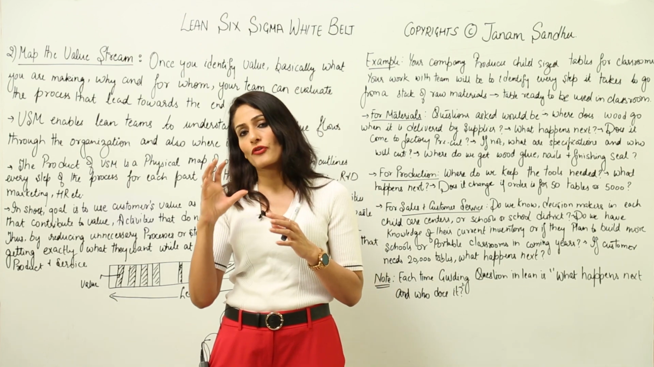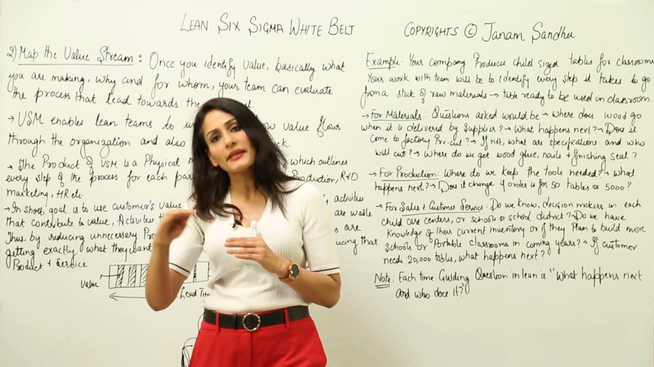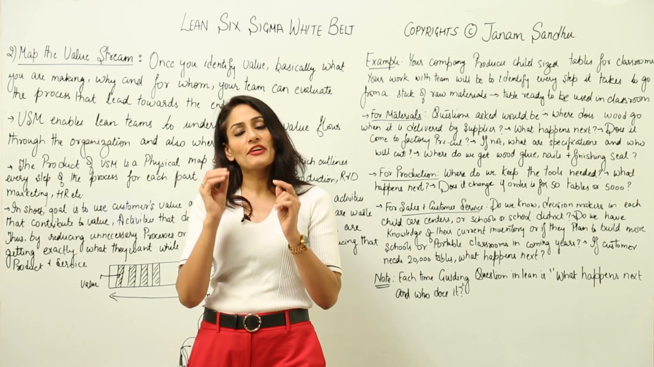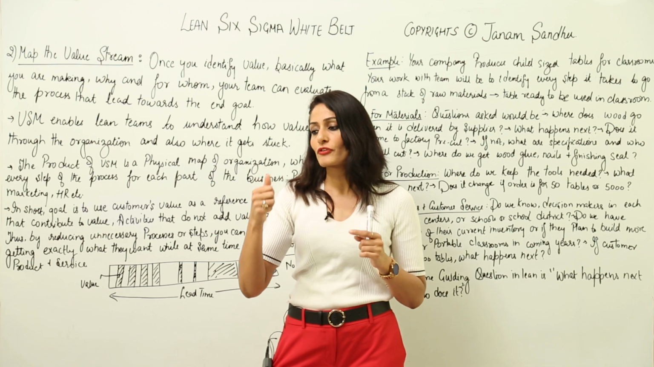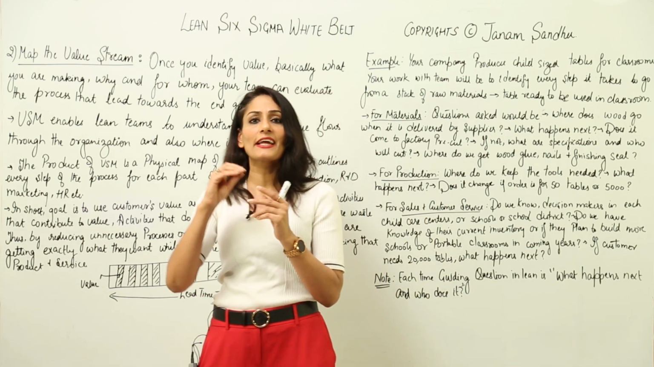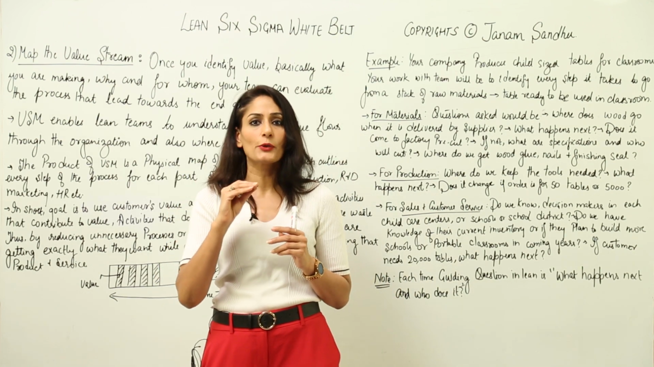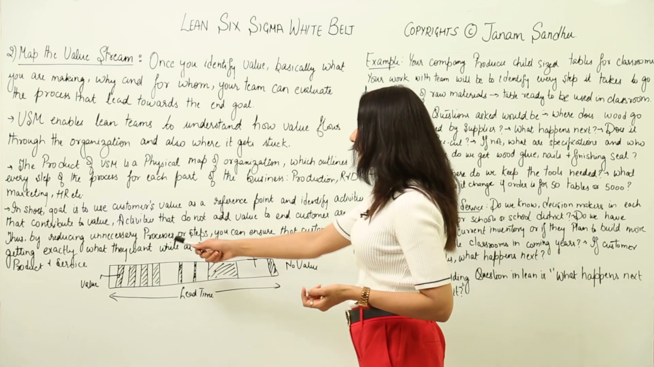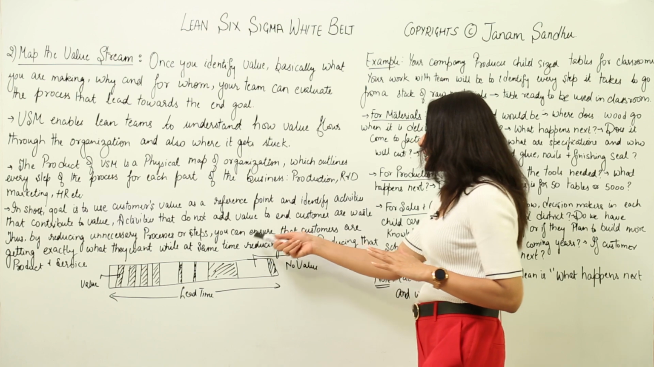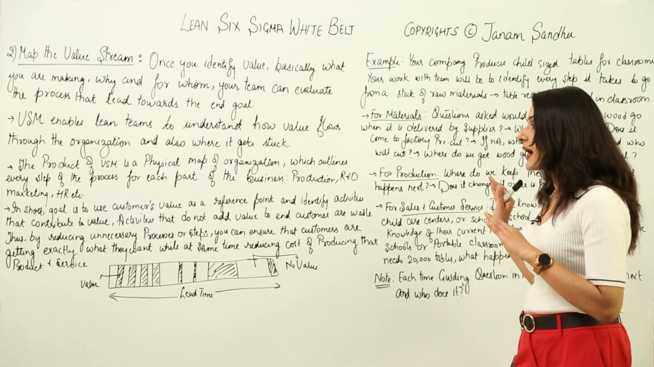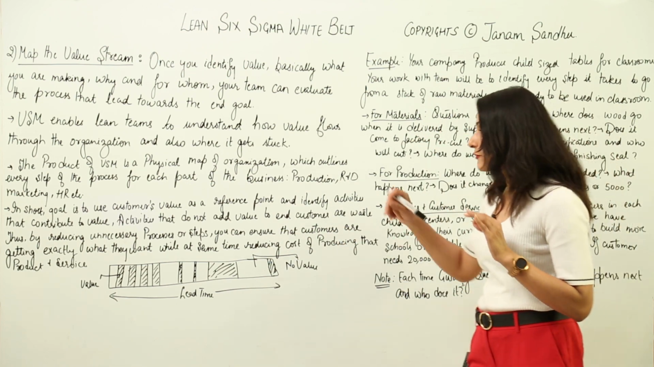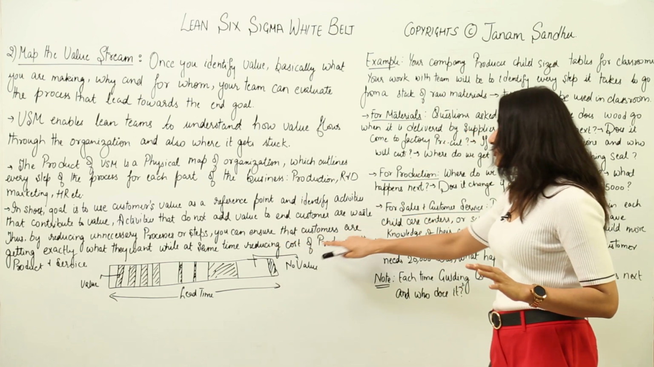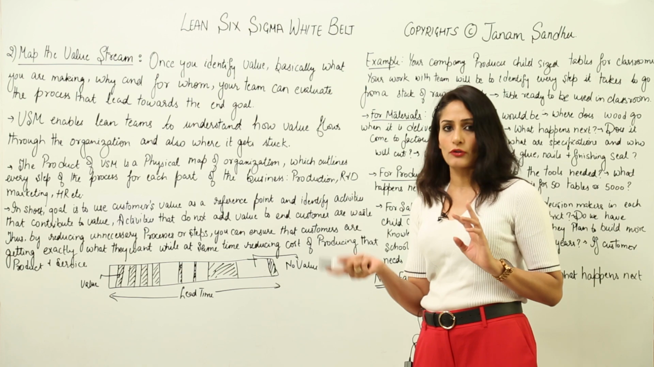So we have to completely eliminate the non-value added activities which are unnecessary, and we have to reduce, or see how we can fix or lessen, the amount of business value added activities, right? Thus, by reducing unnecessary processes or steps, you ensure that customers are getting exactly what they want, while at the same time you are reducing the cost of producing that product or service.